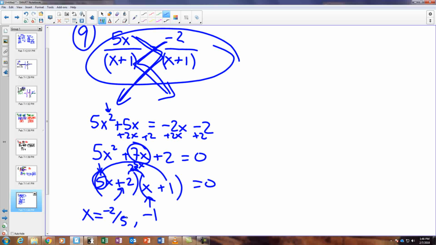But I have to check them. You remember how we had the domain restriction on the graphs that said we couldn't use certain x's? The same rule applies here. If I take -1 and plug it into this right here, I would get -1 minus 1, which would equal 0, which means the -1 has to be rejected. The -2/5, I could check it and it would work just fine. So we're just confirming that the denominator doesn't become 0.